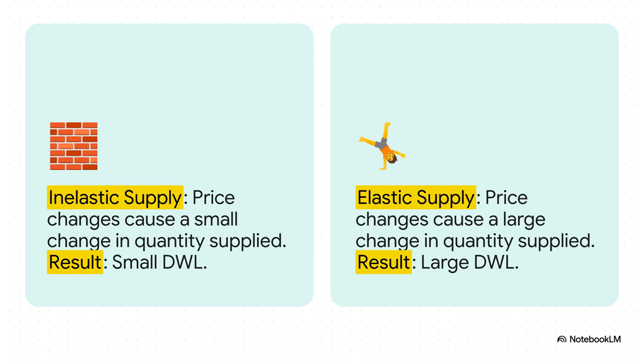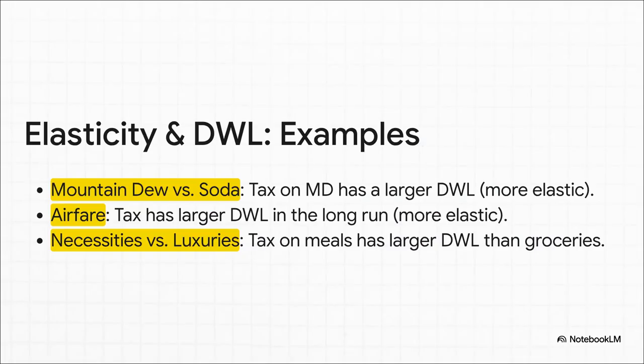But now, picture a market where supply is elastic. These sellers have lots of options. You tax them and they can easily cut back or do something else entirely. The market shrinks a ton and you get a huge deadweight loss. And by the way, this works the exact same way for buyers and the elasticity of demand. You can see this everywhere in the real world.